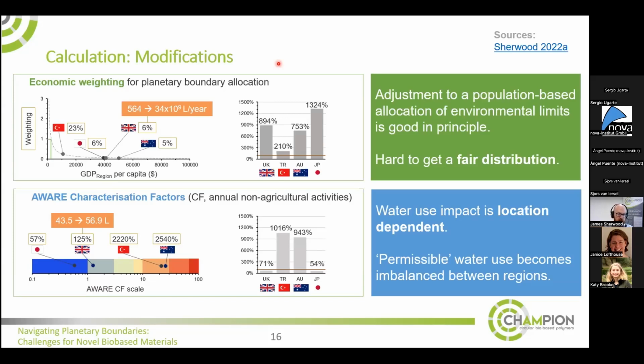This graph here is a bit complicated, but it's basically the weighting system. Basically, we're taking planetary boundary space from the rich and giving it to the poor. That's essentially what's happening here.